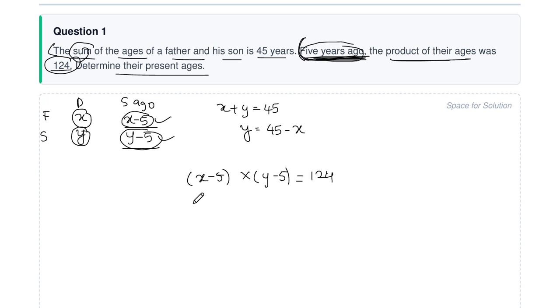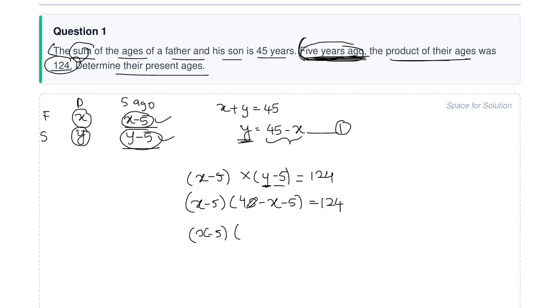So here x minus 5 as it is. In the second bracket, y. So what is the value of y from the first? Let's say this is equation number 1. From the first equation the value of y is 45 minus x. So we'll substitute that here, and this minus 5 as it is, equal to 124. So x minus 5 into 45 minus 5, which is 40, minus x, is equal to 124.